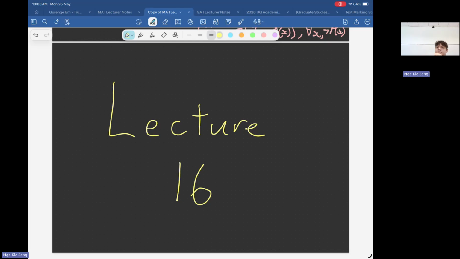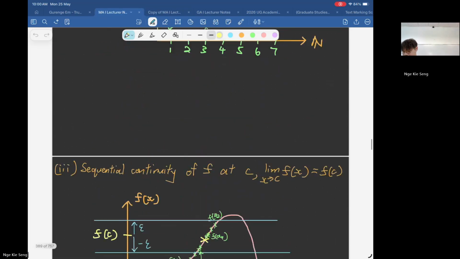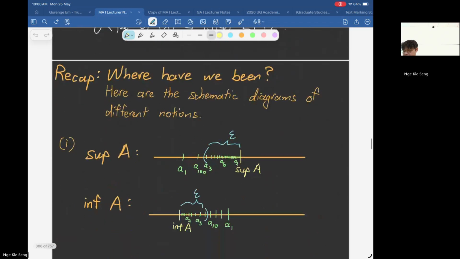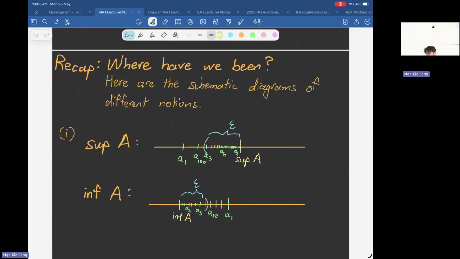No? Okay. Let's start. Okay, maybe briefly go through the concepts that we have learned and see how they get used in the derivative.